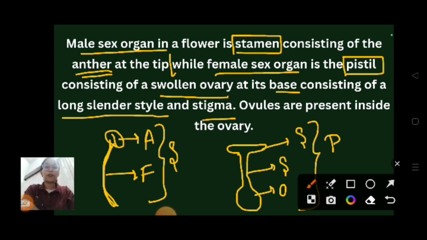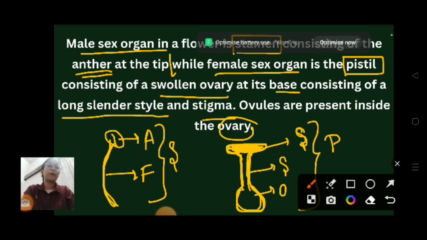So the receptive part of the female reproductive part, which receives the pollen grains, is this stigma. The long slender tube is called your style, and the swollen part is called the ovary, which consists of what? Ovules. Is it clear?